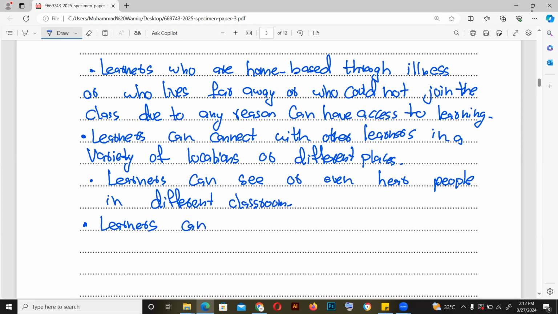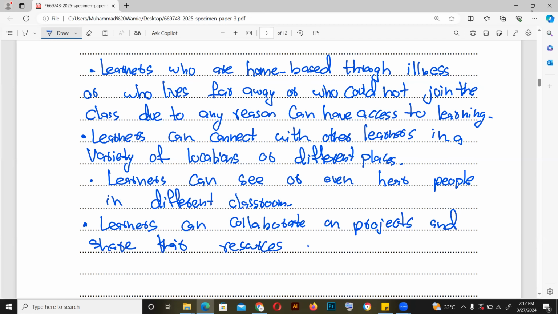Learners can collaborate on projects and share their resources and ideas. 1, 2, 3, 4.